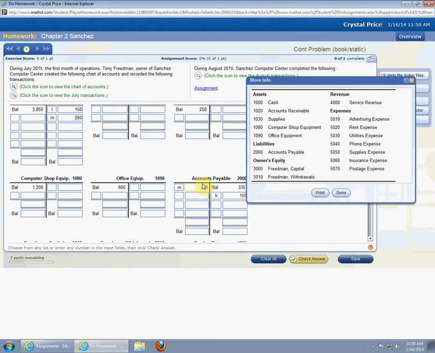Okay, let's look at transaction N. It says paid advertising expense for the month, $1,400. What did we do? It's a cash and expense. Okay, so the two accounts involved would be cash. We're paying cash of $1,400. And what are we paying it for? Advertising expense. Now, cash is what type of account? It's an asset. Are we trying to increase it or decrease it? Decrease it. What's the rule? Credit. The other account is advertising expense, what type of account? It's an expense account.